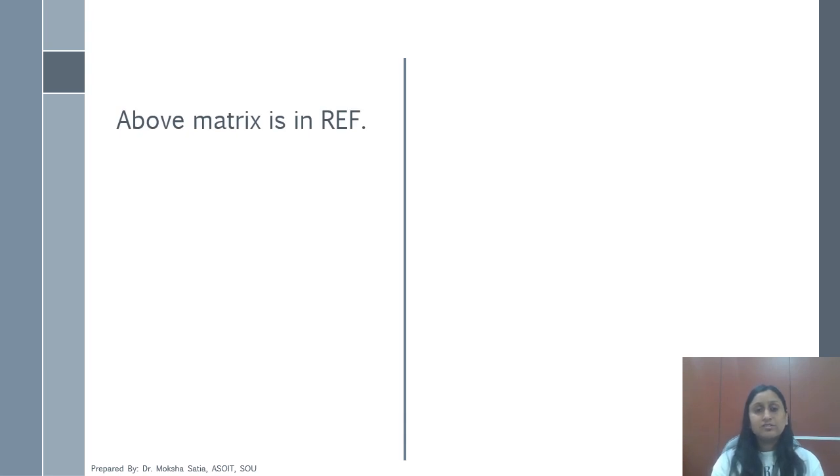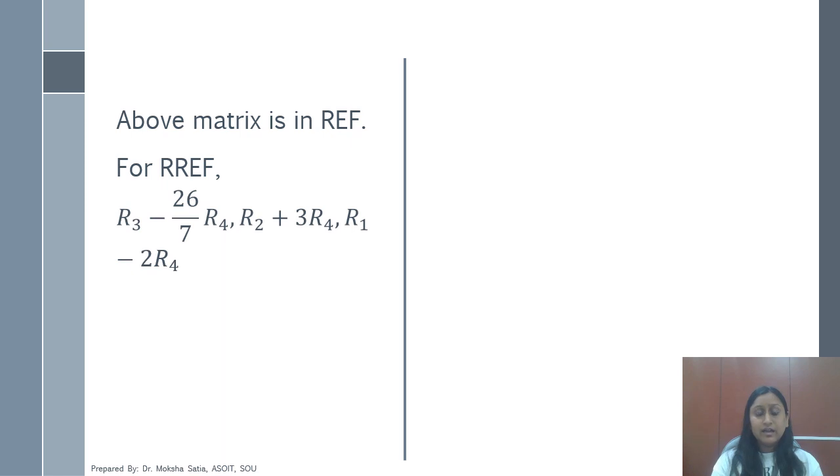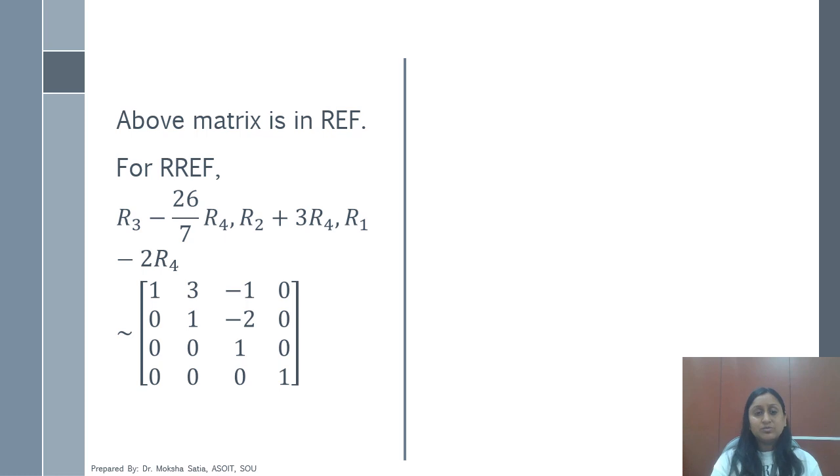Now to make this matrix in reduced row echelon form, I will focus on the last leading one. For that, I need the operations R3 minus 26 by 7 R4, R2 plus 3 R4, R1 minus 2 R4. The resultant matrix will be 1, 3, minus 1, 0, 0, 1, minus 2, 0, 0, 0, 1, 0, 0, 0, 0, 1. Now you can see for the last column, we have a leading 1 in the last row and above that all the elements are 0.